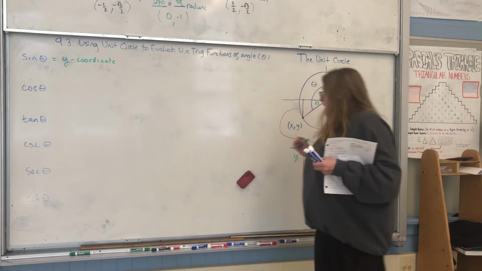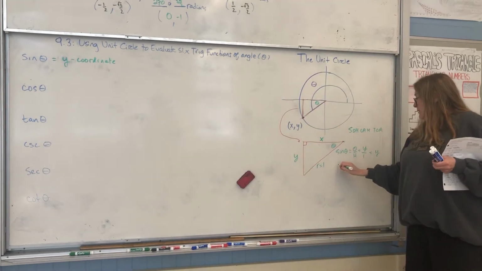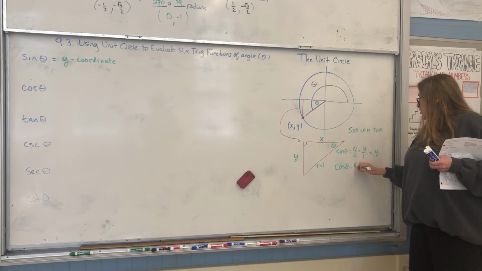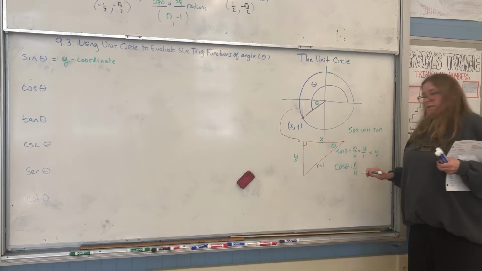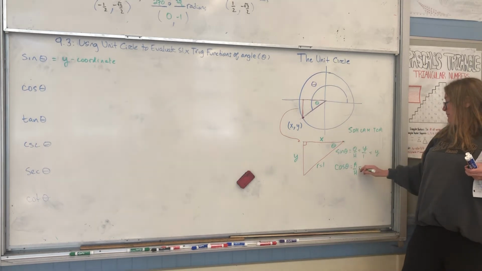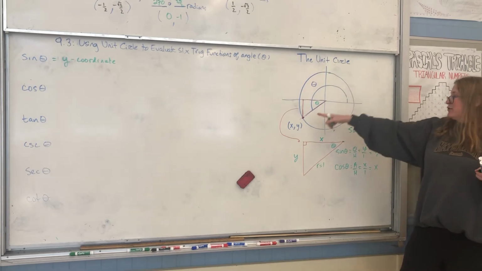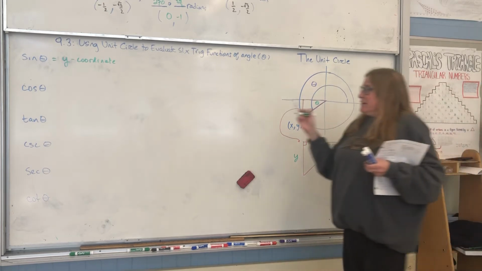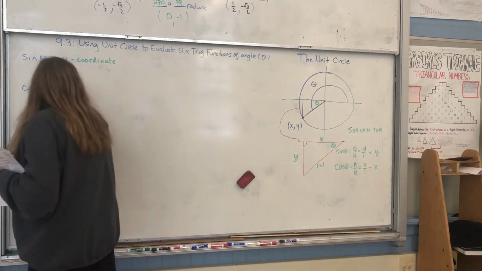Right? Okay, let's look at cosine. Cosine is equal to the adjacent over the hypotenuse. Okay, well let's look at theta. The adjacent side is x. The hypotenuse is 1. So our x coordinate on our unit circle, right, anywhere on the unit circle, is going to be the cosine. So here I've got the x coordinate.